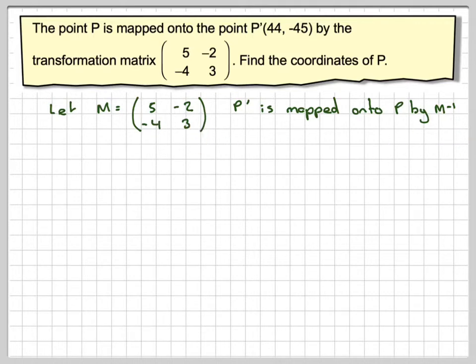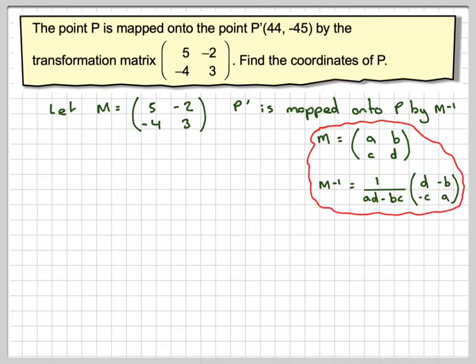Okay, if we have P mapped onto P dash by this, then P dash must be mapped onto P by the inverse of this matrix. So if M is (A, B; C, D), the inverse matrix is 1 over the determinant, which is AD minus BC. You swap the positions of A and D, and change the sign on B and C.